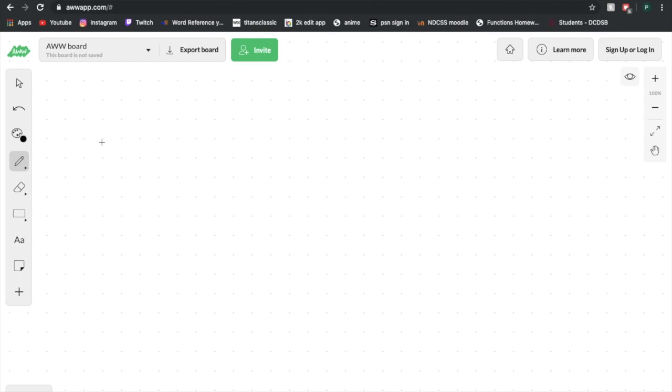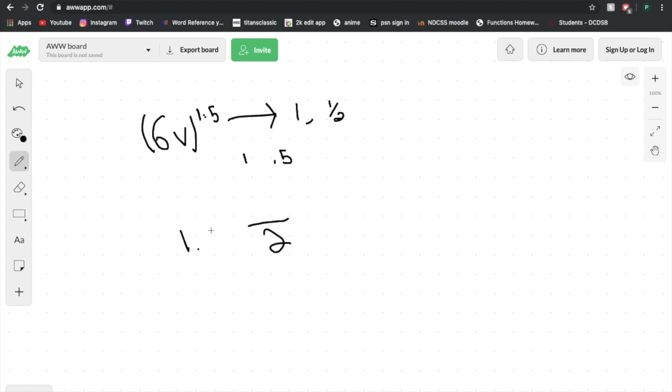Now let's go over some examples to reinforce the new exponent law which we just learned. So let's say you're given 6v to the power of 1.5. First we're going to look at the exponent. 1.5 is a decimal. Decimals can also be written as fractions, because 1.5 is equal to 1 whole and a half, because it's 1 and then the 0.5, of course. So if we use a denominator of 2, we could safely say 1.5 is equal to 3 halves, right?